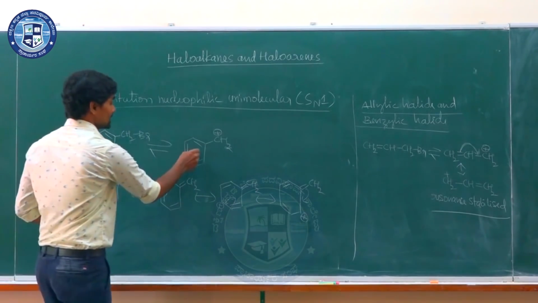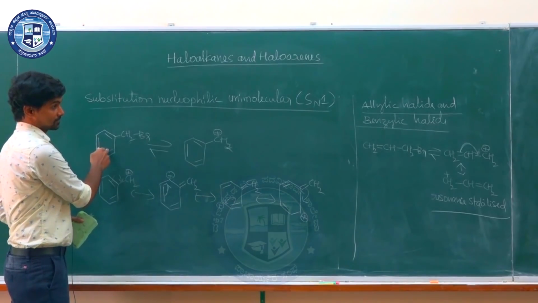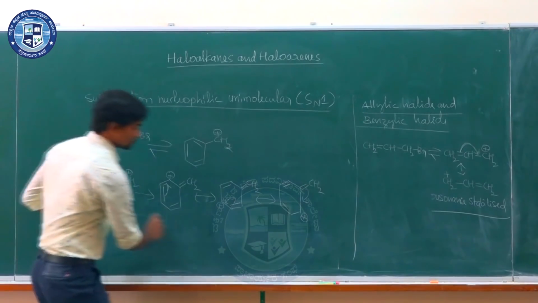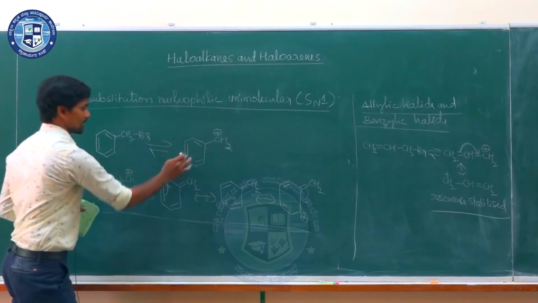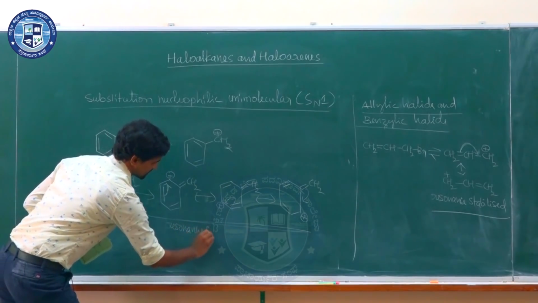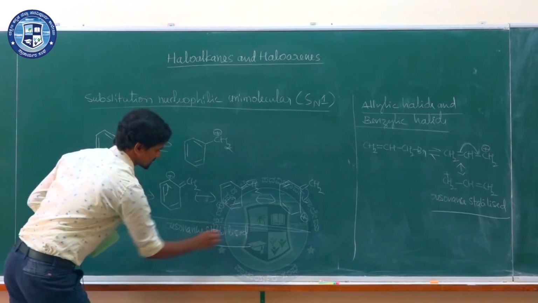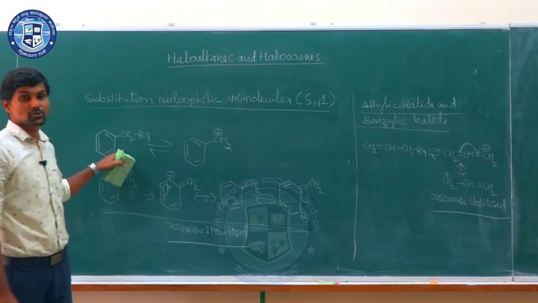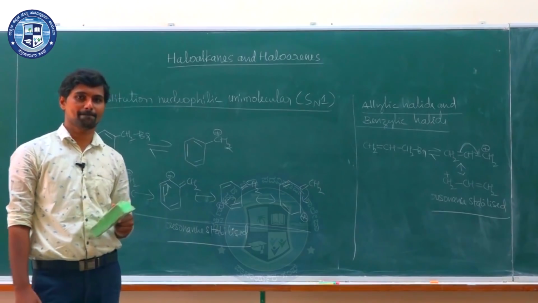So, the benzyl carbocation obtained from the benzylic halide or benzyl halide can have 4 resonance structures. Therefore, this carbocation is also resonance stabilized. Resonance stabilized. That is the reason benzylic halide shows high reactivity towards SN1 mechanism.